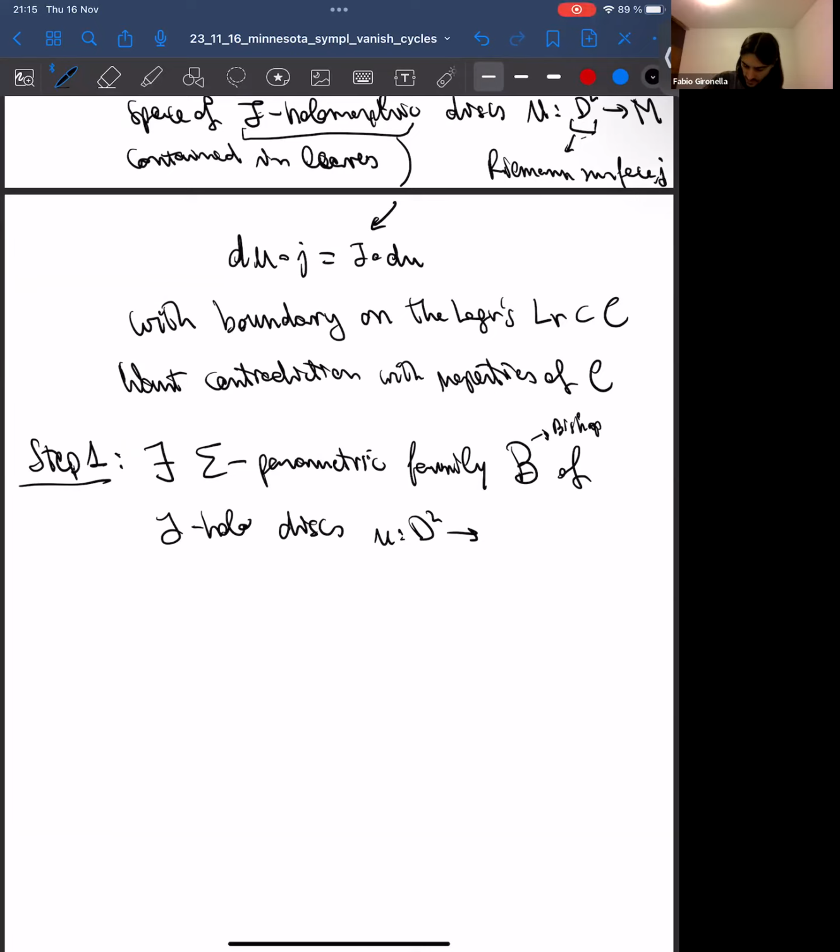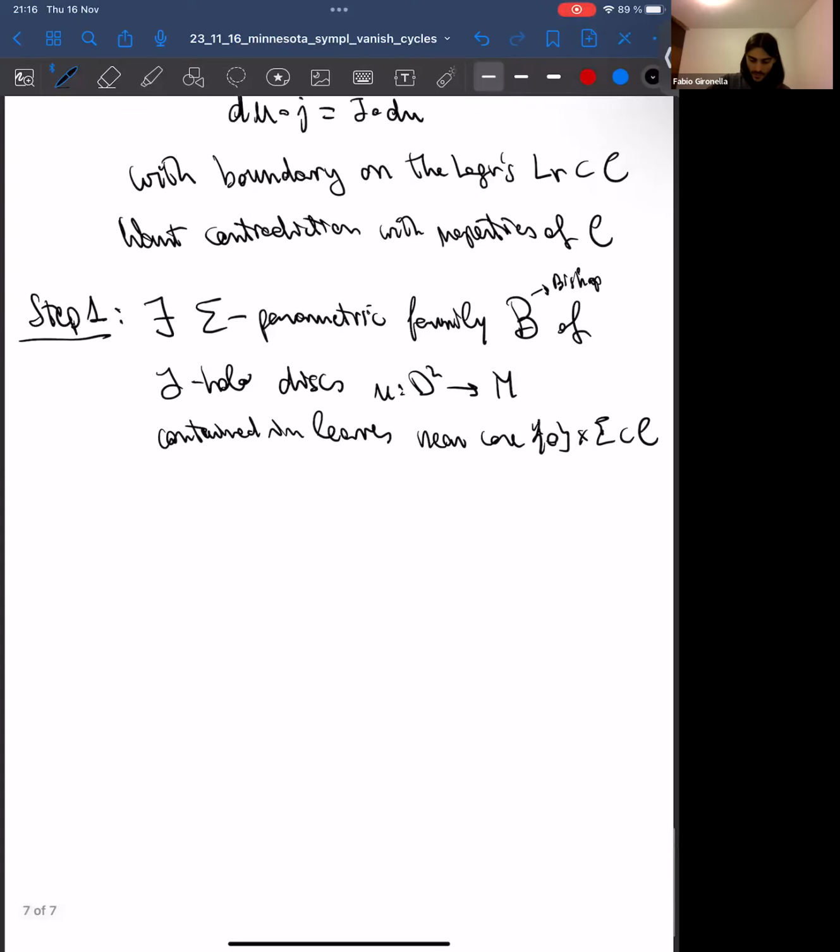Yeah, so here we're looking at disks with values in M contained in leaves. And these are defined near the core. Near the core, meaning 0 times sigma inside C. Okay.